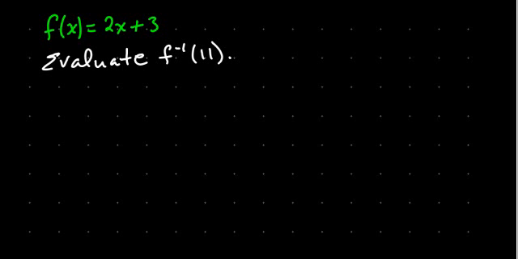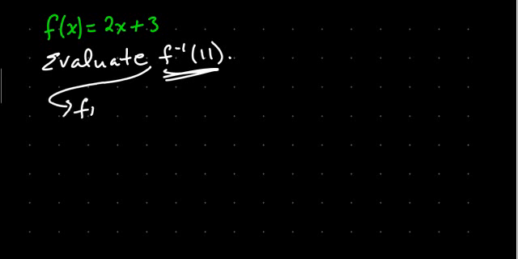Here we have another inverse problem. We have our function f of x equals 2x plus 3, and our task is to evaluate f inverse of 11. Okay, and so our first mission is to figure out what f inverse of 11 means. So that's typically the hardest part of this problem. So what does that mean?